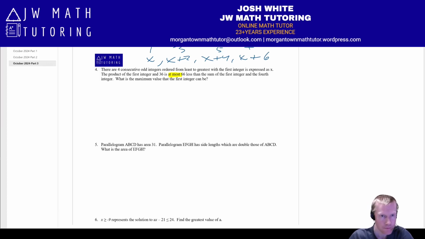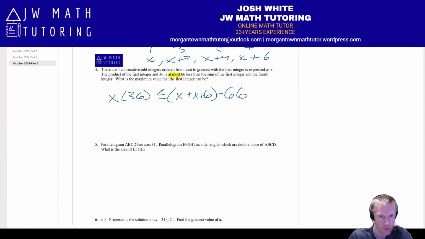All right. So now the product of the first integer and 36, so x times 36, is at most, that means it has to be less than or equal to, because we're talking about a maximum. Think about "at most," the maximum value you can get. 66 less than, so this means we're subtracting 66 from something. This "less than" is not an inequality symbol. This is indicating subtraction. The sum of, so we're adding two things together, first integer and fourth integer. That would be x plus 6.